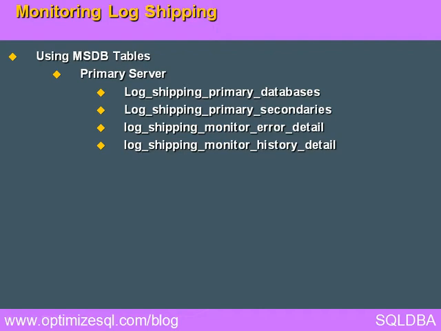The log shipping primary secondaries table shows the secondary server names: what the secondary instances are and what the database name is on that secondary server. The log shipping monitor error details table is where any errors related to log shipping are written. The log shipping monitor history details table shows step-by-step information on how log shipping is working. If any performance related problems are there, we have to see in the history table which step was taking more time.